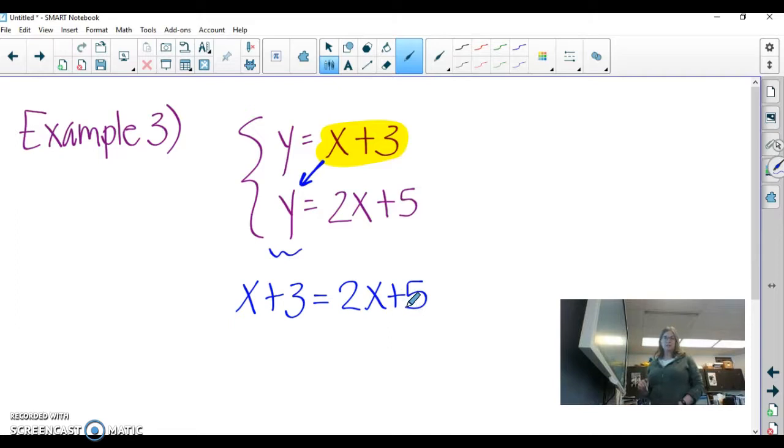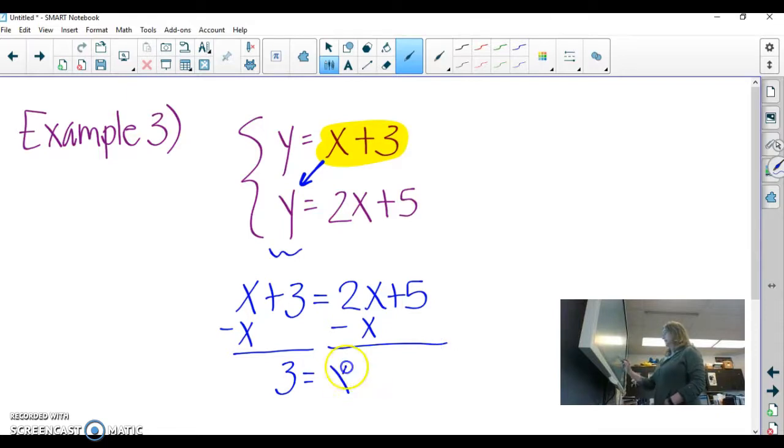I've got one equation that involves just x. And there's x's on both sides, so what I need to do is get the x's on the same side. To do that, we're going to subtract x. On the left side, I have 3. On the right side, I have x plus 5.